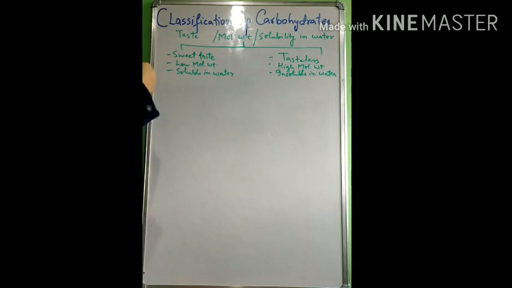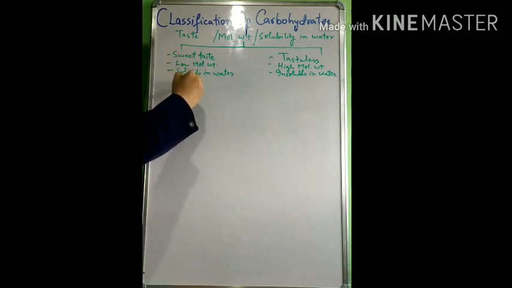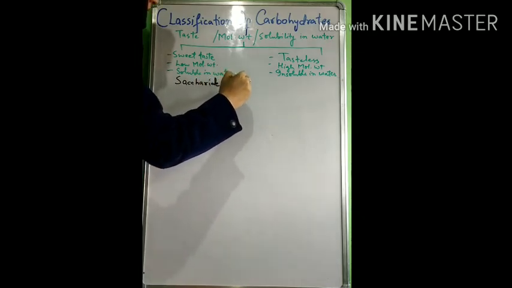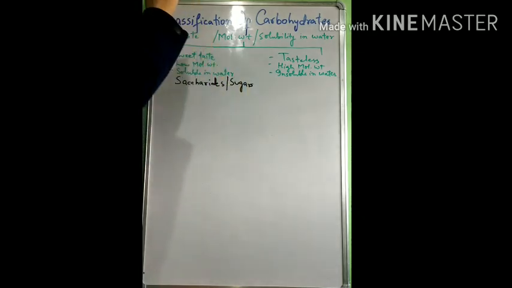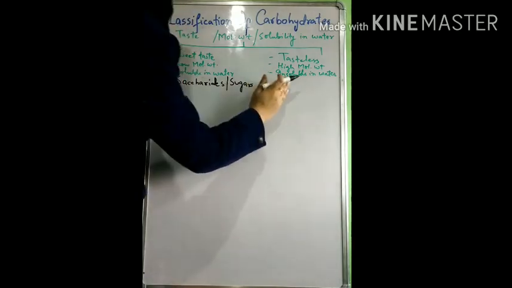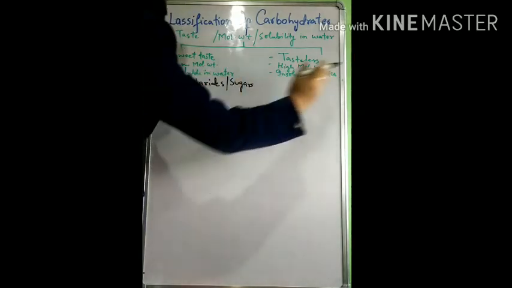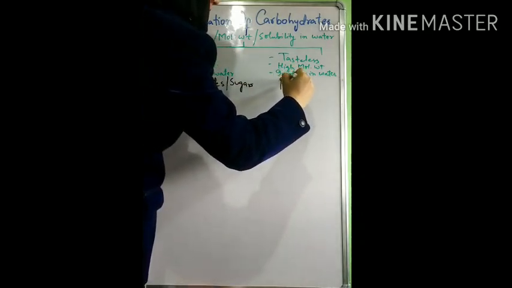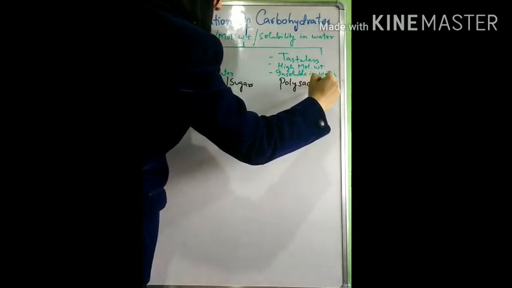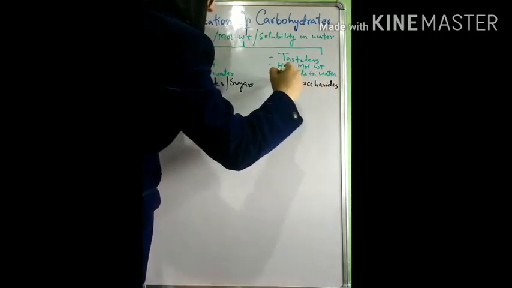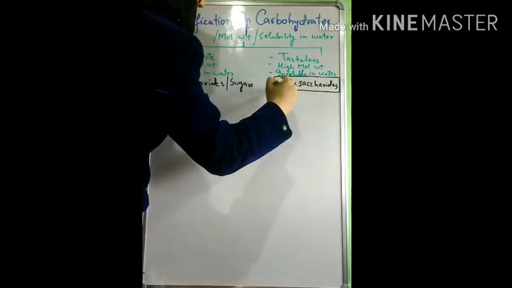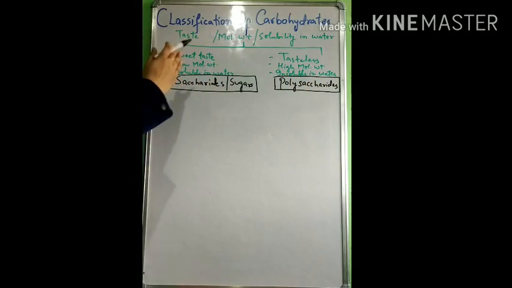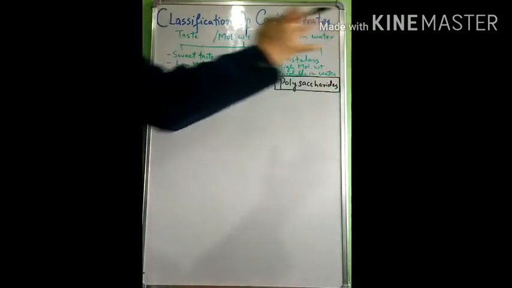These are called, this category is called saccharides or sugars. They are very basic in nature. And these are actually very, very long chains of saccharides. That's why you use the word polysaccharides for this category. So right now, I give you two categories of carbohydrates. One is the saccharide sugar category, another is the polysaccharide category.